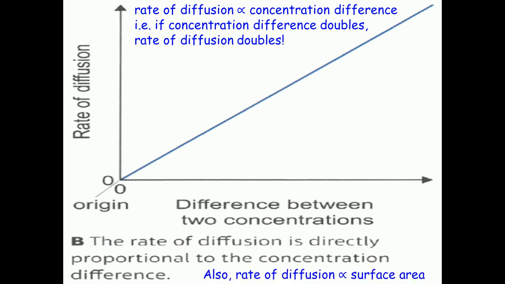Now the rate of diffusion is also proportional to surface area. So again, if you double the surface area, the rate of diffusion will also double.